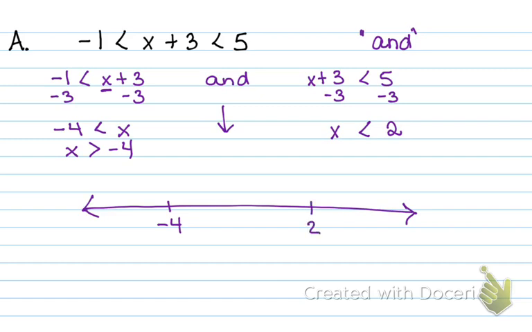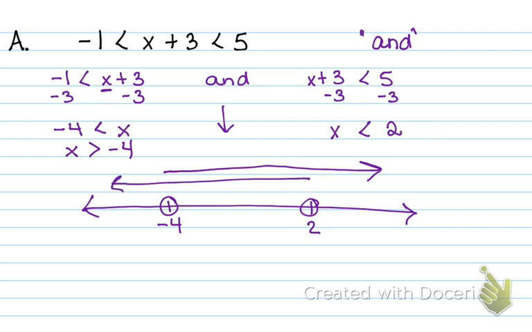And now we're going to do our open or closed circles. So we have an open, open, and now let's do our representation. X has got to be bigger than -4, so numbers that are bigger go this way. And it's also got to be less than 2, so numbers less than 2 go this way. And because this is an and statement, we're looking where these overlap, so here is where we will shade in the middle.